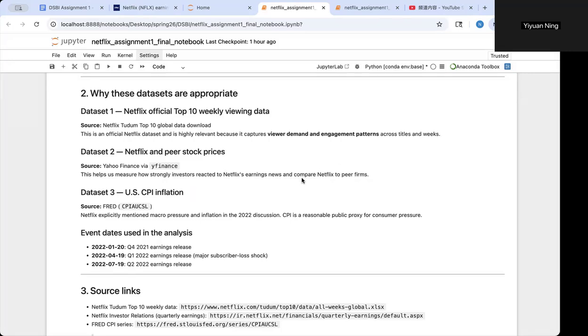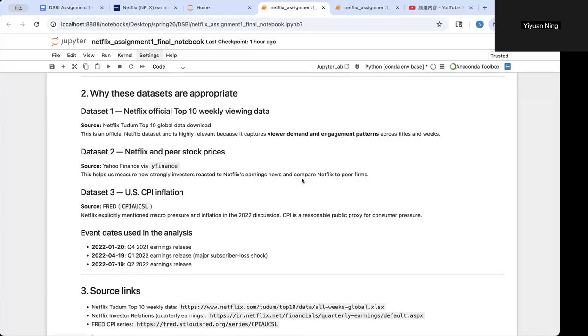In this project, I use three datasets. The first is Netflix official top 10 weekly viewing data from Tudum. This helps measure engagement, title performance, and content concentration. The second one is stock price data from Netflix and peer companies. This helps show how strongly investors reacted to Netflix earnings news.